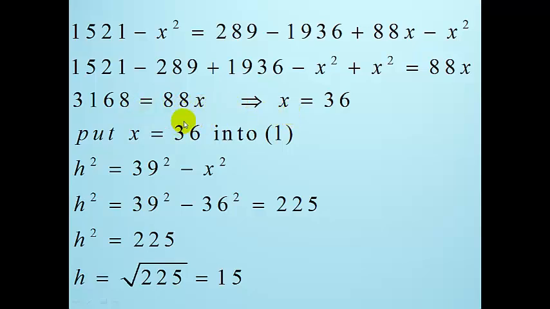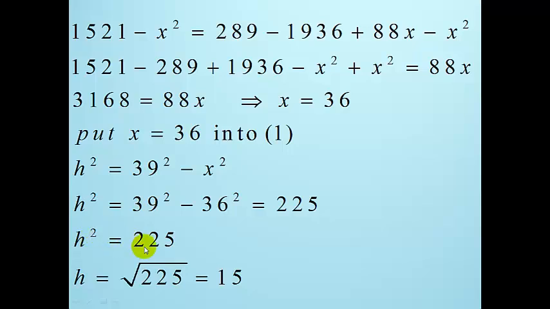That means that if you want to find the value of x, you have to divide both sides of the equation by 88. And in doing that, the value of x is equal to 36. Now we put x equals 36 into equation 1. From equation 1, h squared is equal to 39 squared minus x squared. So wherever we see x in equation 1, we substitute 36. And so h squared will now be 39 squared minus 36 squared. And this is equal to 225.